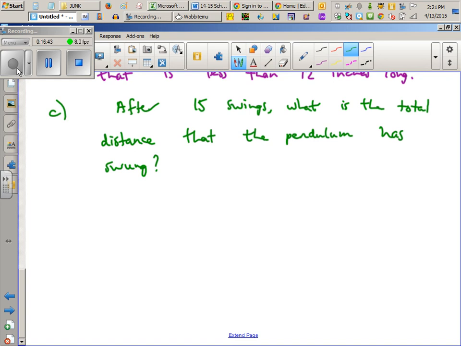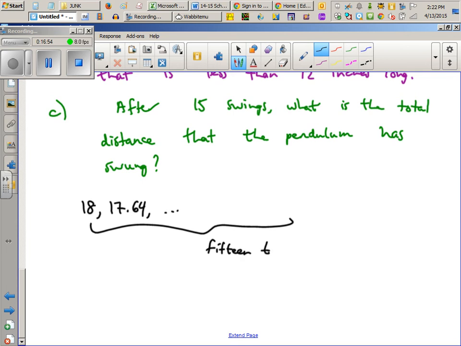So you have to understand on this one that we're doing 18 and 17.64 and so on, but we're going to add them up. And we seek 15 terms to be added together. So this is exactly what that S_n formula does. So S_n would be S_15, you see. It's first term times 1 minus r to the n, that's 15.